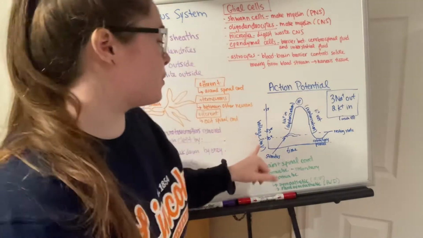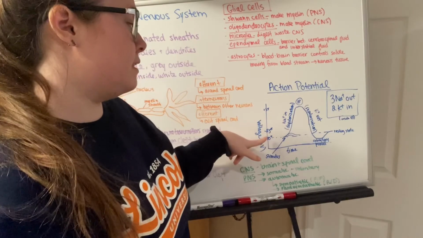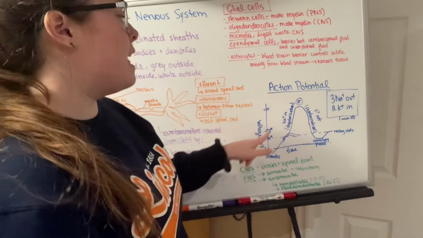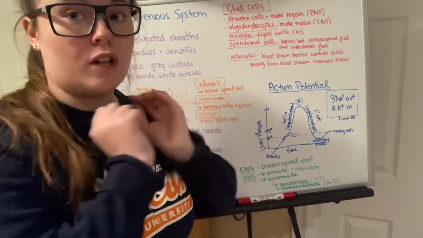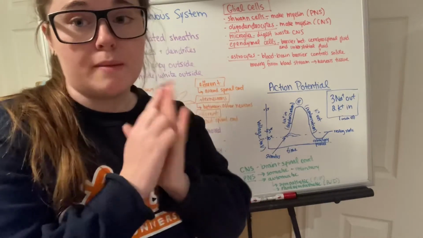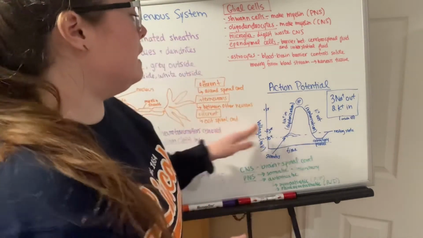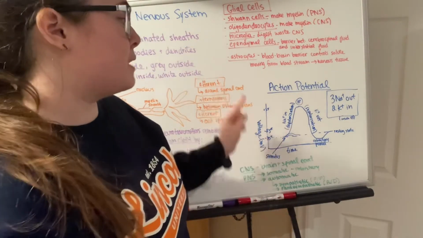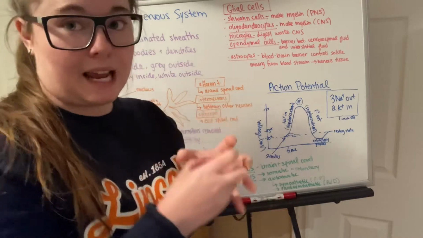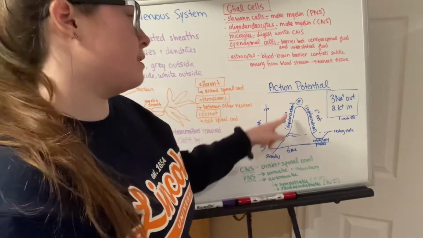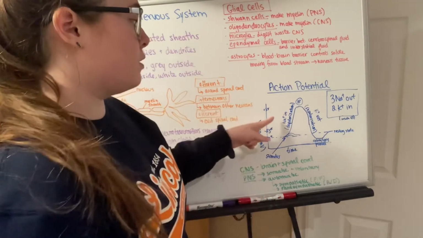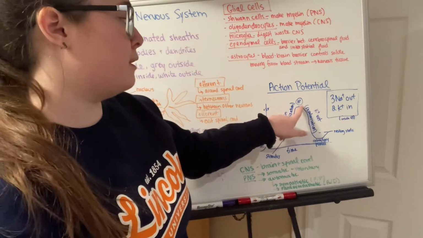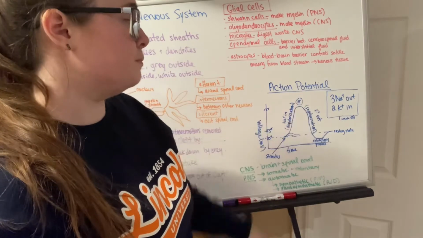Okay, so once the threshold of approximately negative 55 millivolts is met, the sodium gates will open. The sodium channel will open, and this will cause depolarization. As we said, the inside of the cell is relatively negative, so as soon as you open these sodium gates, the sodium rushes in. And then around positive 35 millivolts, we get our action potential.